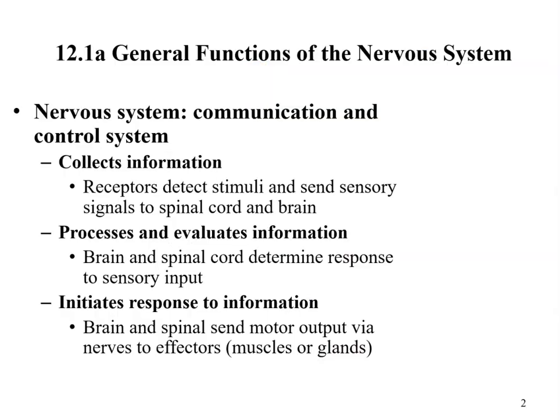Okay, so general functions of the nervous system. The nervous system is going to be your communication and control center, okay? So it's going to collect information. It's got receptors that are going to detect stimuli and send sensory signals to the spinal cord and brain. Then the brain and the spinal cord are going to process and evaluate that information. They're going to determine what their response should be to the sensory input, okay? Then the brain and spinal cord are going to initiate the response to information. So they're going to send output via nerves to effectors, either muscles or glands.